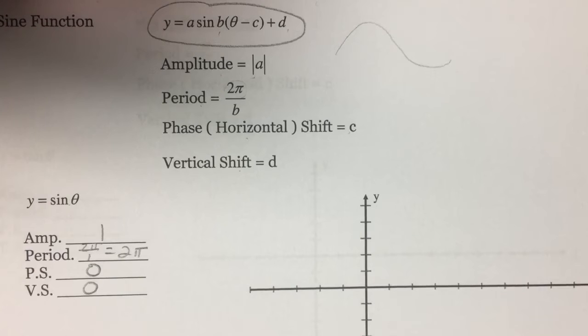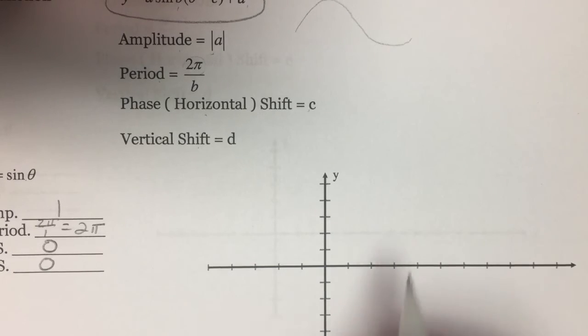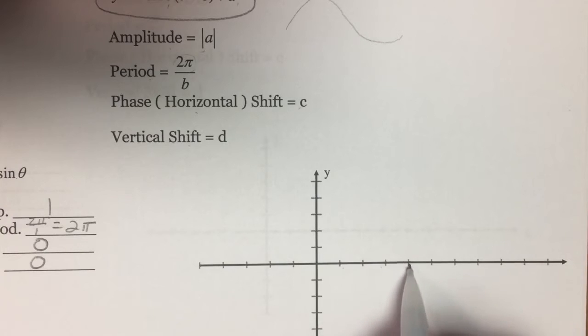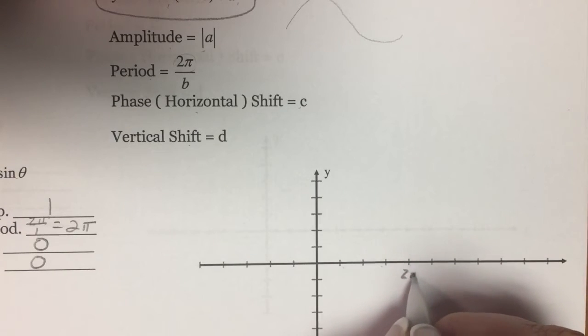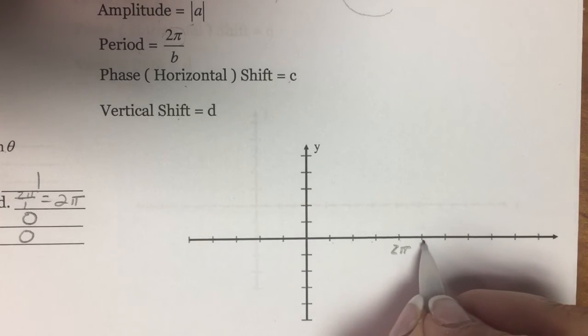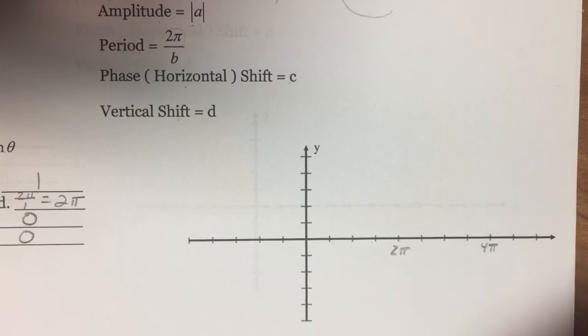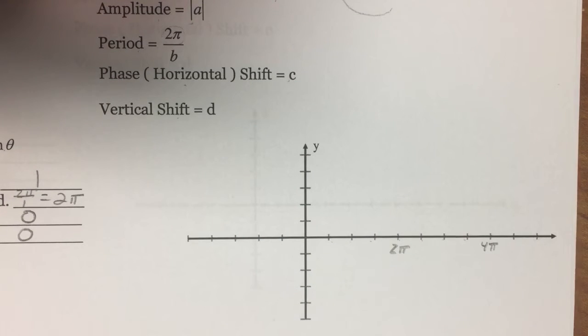So here's what I want you to do, and you're not going to like it, but that's tough. When you go to graph these, I want you to graph for me, please, 2 periods. So you're going to go 1, 2, 3, and on the 4th space, you're going to put 2 pi, that's 1 period. And then 1, 2, 3, 4. Out here, we're going to put 4 pi. That's going to be our 2nd period.